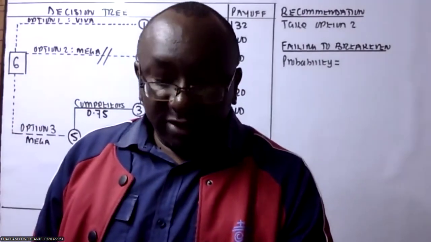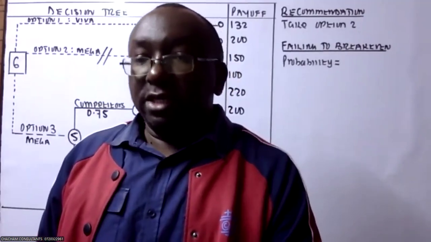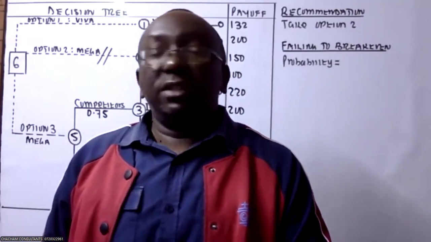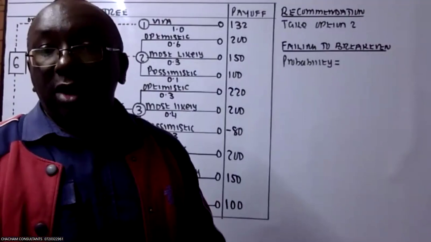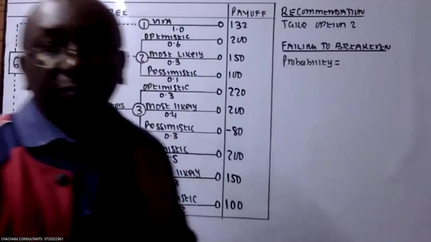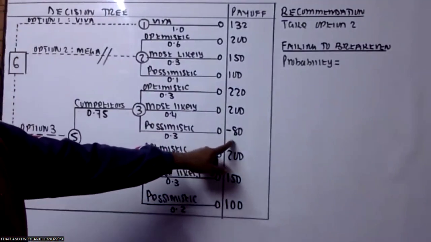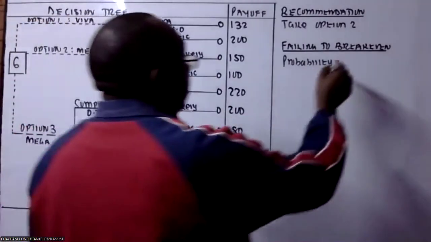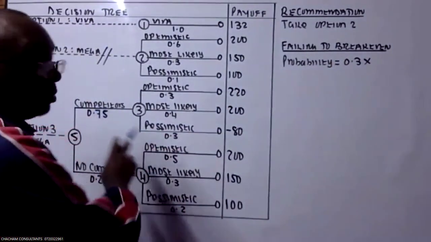Because at break even, total revenue is equal to total costs. And because these are payoffs, these are profits, then where we are below 0, that means we are not breaking even. And it is only 1 point where we are below 0, this one. So the probability would be this, 0.3 and this one. These are called joint probabilities.